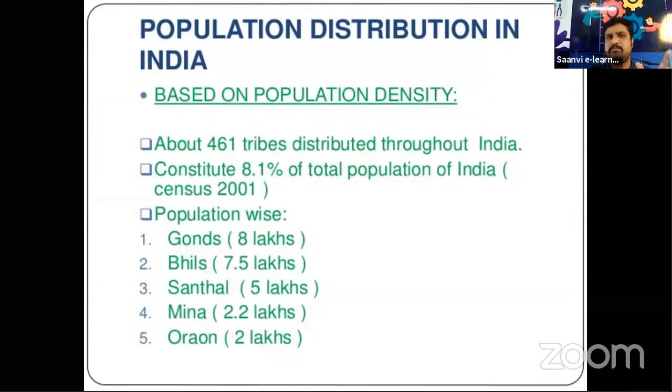Okay, now see some of the important points. When it comes to India, about 461 tribes are distributed throughout India, and constitute 8.1% of the total population of India. It is the 2001 census. It may decrease or increase in 2020, 21. Population wise, they have given it as 8 lakhs. This is overall India. When we see our country with different types of tribal groups and their population, you can see on the screen.